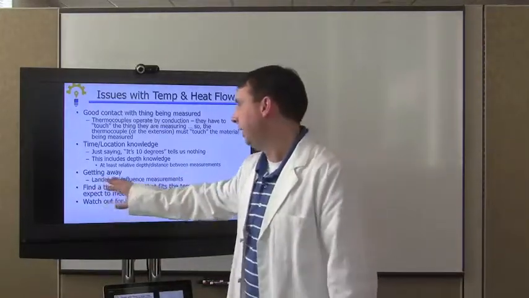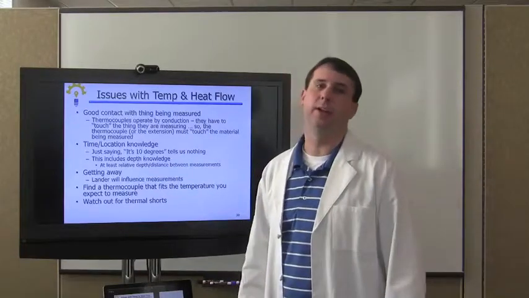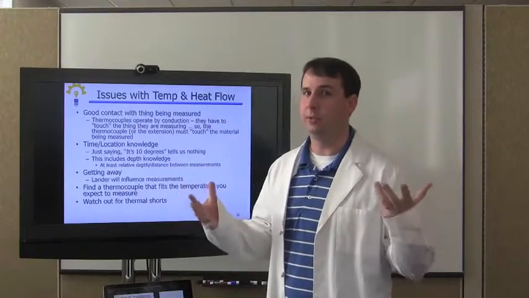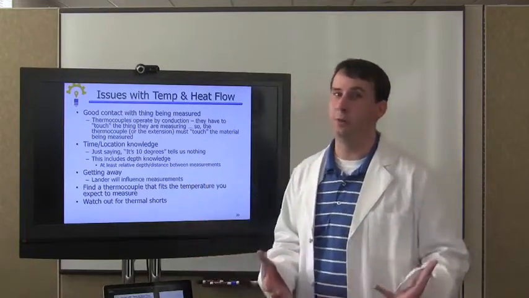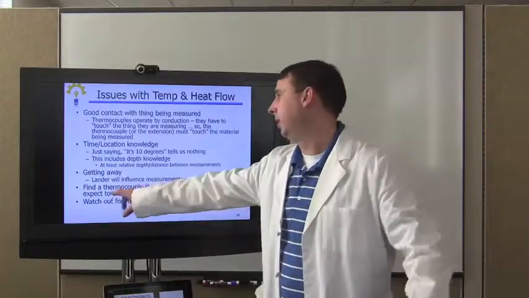And then getting away. The lander will influence the measurements if you're too close to the lander. Just like with internal structure, the lander is loud and noisy. The lander is going to emit some heat, so it's going to change your measurement, or it's going to cast a shadow or something. So the lander will impede your measurement, so you got to get away from it.